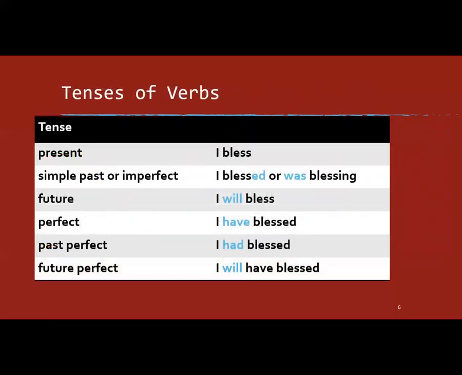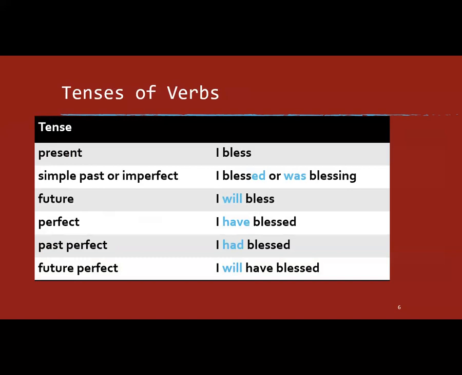So here's not a regular verb, all right? One that appears somewhat regularly. So there are six tenses: the present, the simple past or imperfect, the future, the perfect, the past perfect, really past, and the future perfect. So present means I bless, I'm doing it right now. I blessed or was blessing meant I did it in the past. I will bless means I'll do it in the future.